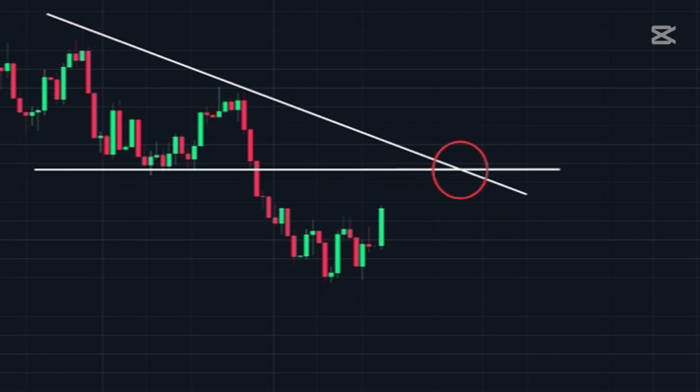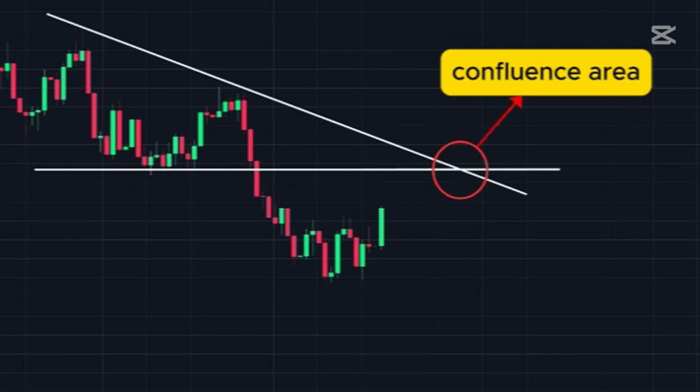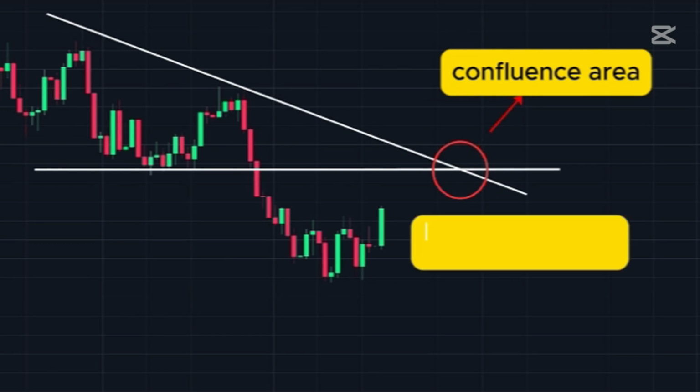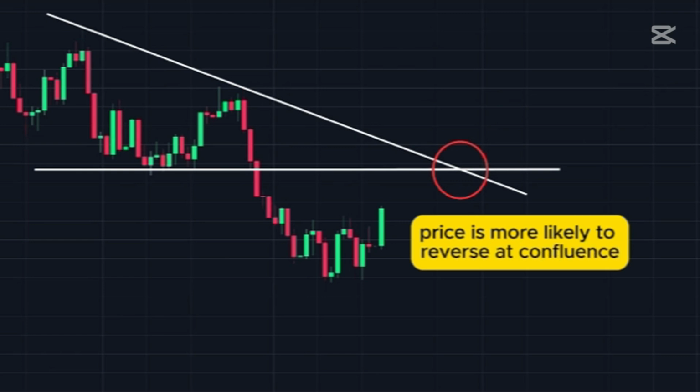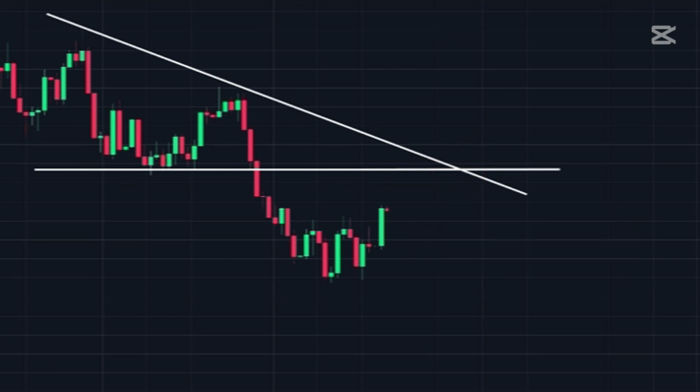This area, where the trend line and resistance level intersect, is called confluence. It is an area where several major levels meet. Price is more likely to reverse at confluence. Currently, we wait for price to reach this confluence level. Once it happens, we predict a reversal. But we still need confirmation.